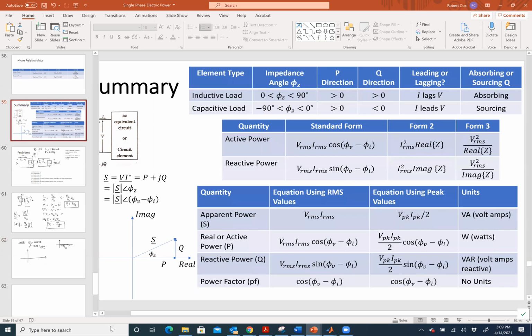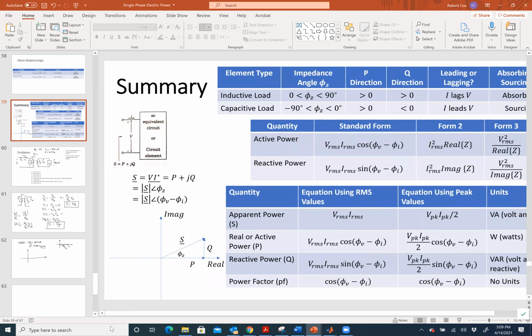Let's go up here. So here's my S as a magnitude and an angle. What's the angle for that guy? Would it be inverse cosine of the power factor? I like that. Well, it will be, but let's not go straight there. It's phi Z, the angle, you're right. The angle of S is always the same as the angle of what? It's the angle of voltage subtracted by the angle of current, which is the same as the angle of the impedance.